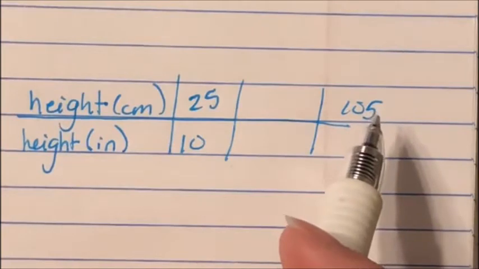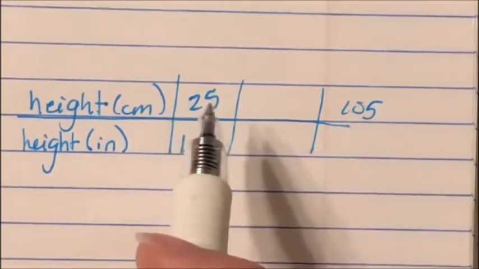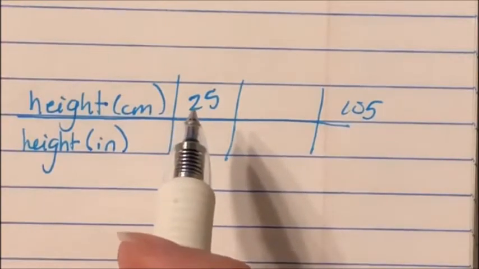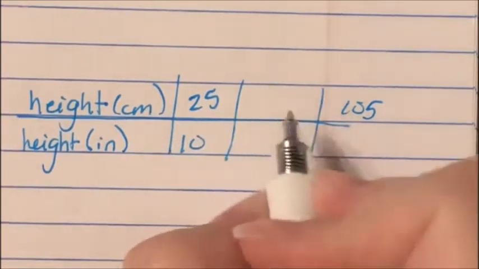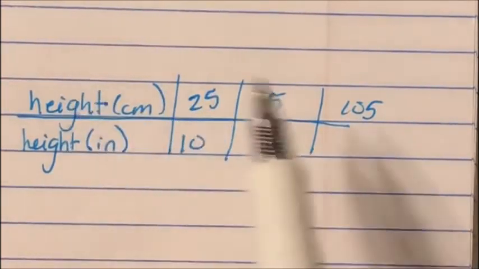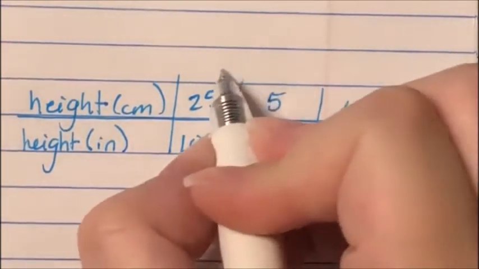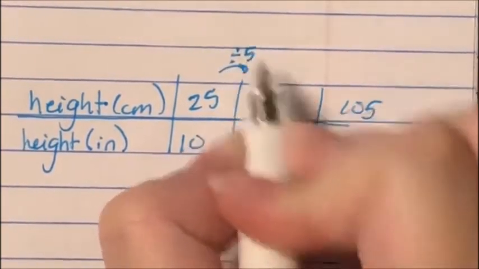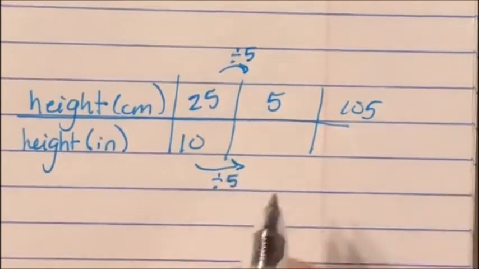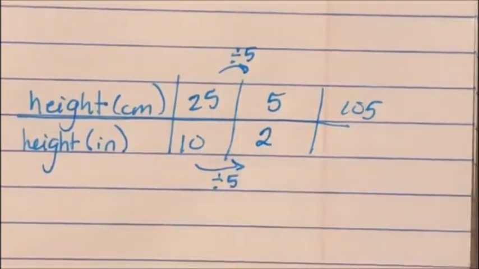I can do by 5s, right? Because I have a 5 here on the end. 25 I can also take down to 5. So I'm going to have to scale back to 5 and then scale up. So 25 divided by 5 gives me 5. So I do this 10 divided by 5, which gives me 2. Okay. Then I have to figure out 5 times what gives me 105.